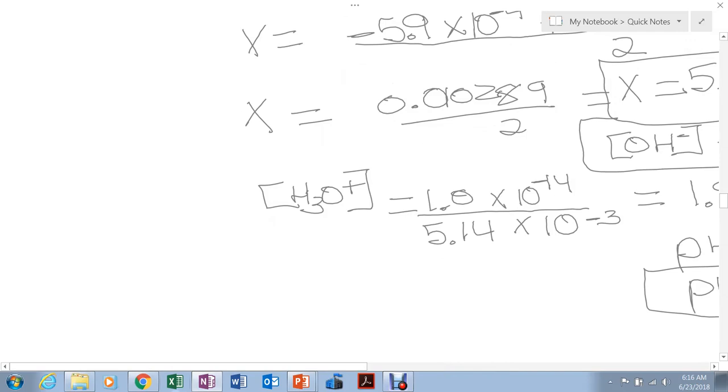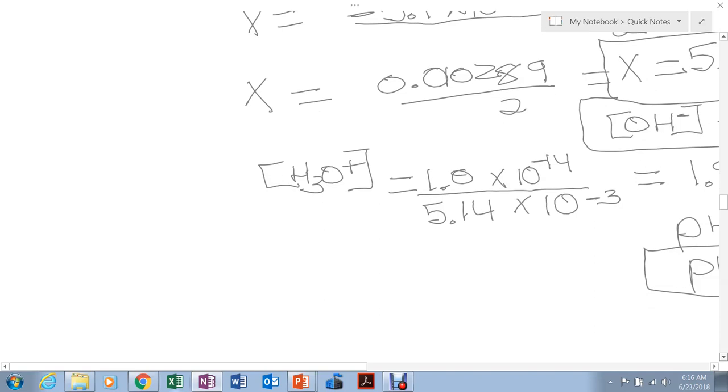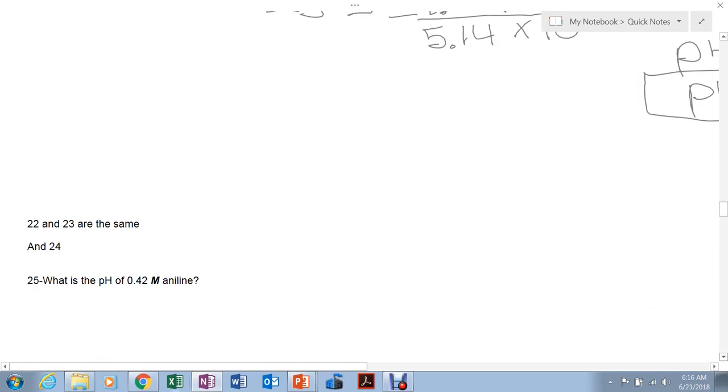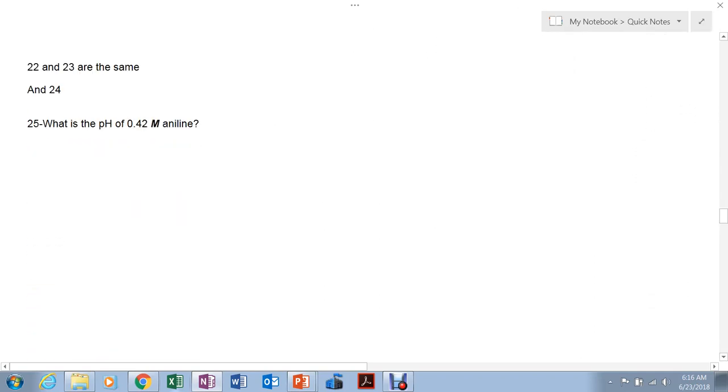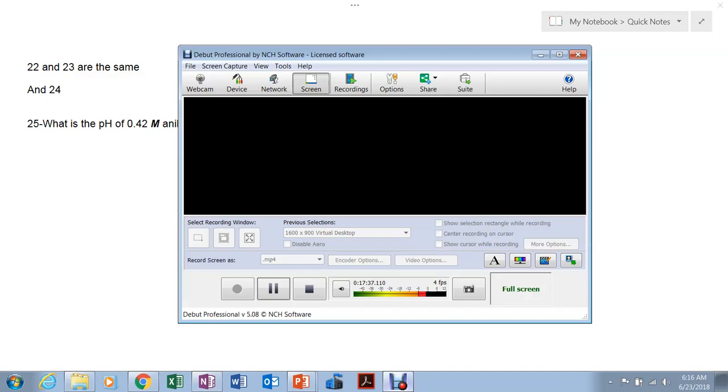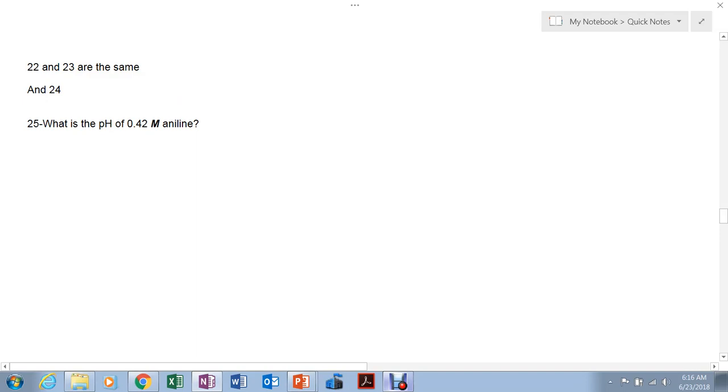Long ones with the quadratic equation. Okay, 22 and 23 are basically the same. And 24 also. So let's do 25. Chosen because we don't have the KB. And they didn't give it to you, so I have to give it to you. You can find it in your book or on the internet. But the problem, the Connect didn't give you the KB in this one.